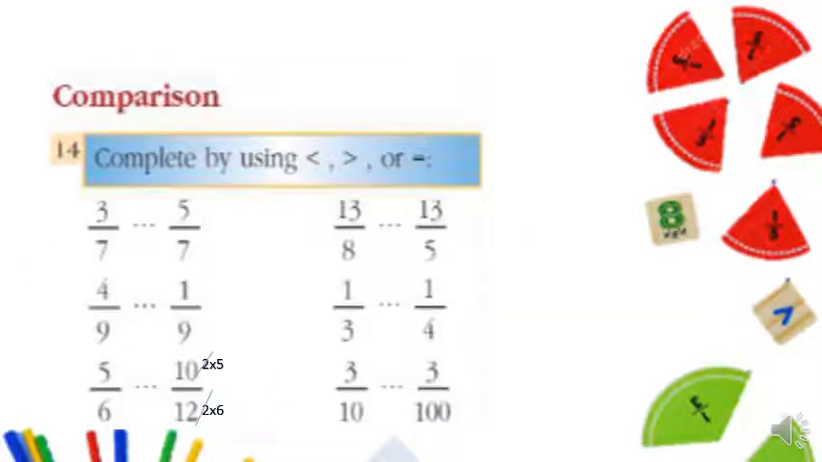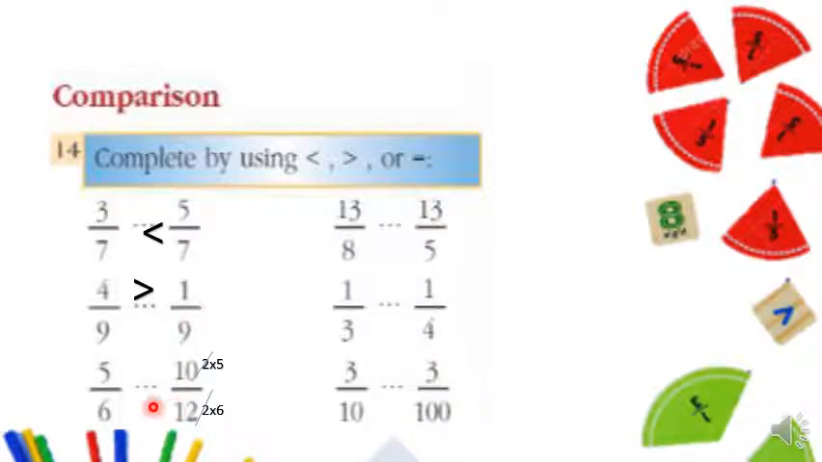Now let's start comparing by using less than, greater than, or equal. In the first case, we have the same denominator. So the fraction with the greater numerator is the greatest. So 5 over 7 is greater than 3 over 7. The next one, we also have the same denominator, so 4 over 9 is greater than 1 over 9.